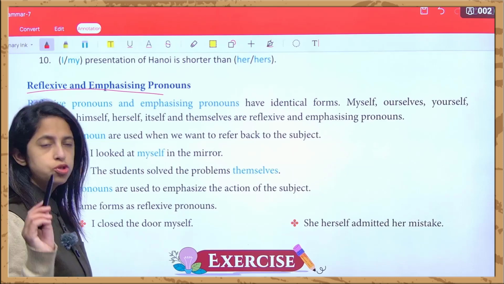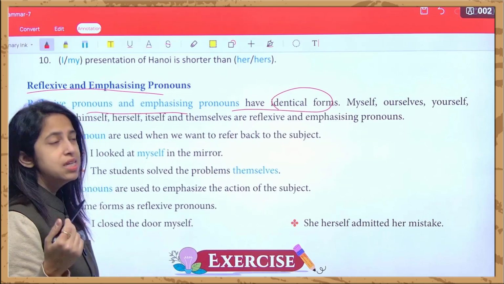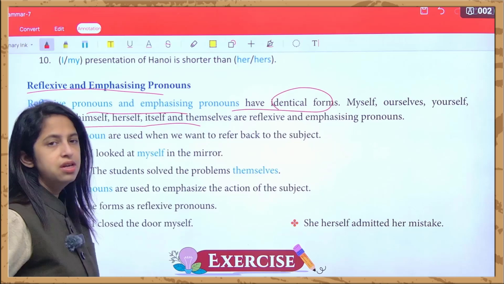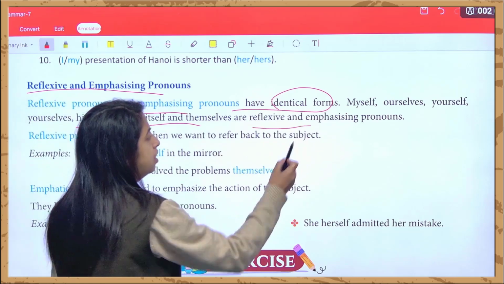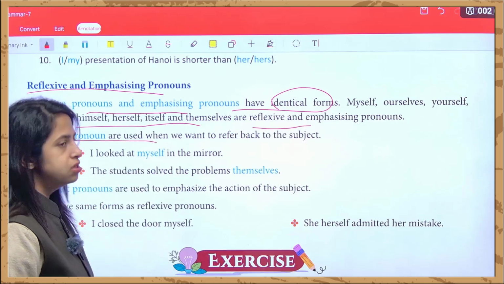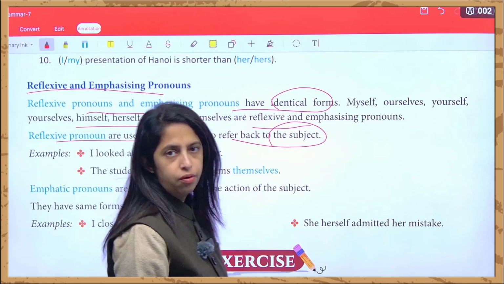Emphasize मतलब किसी पे जोर डालना, और reflexive ये दोनों होती हैं, इनकी अपनी अपनी form है. Myself, herself, yourself, himself, themselves, herself, itself, ये सब क्या है? Reflexive और emphasizing pronouns हैं. For example, reflexive pronouns they are used when we refer back to the subject. अगर हम subject के बारे में बात कर रहे हैं, right?